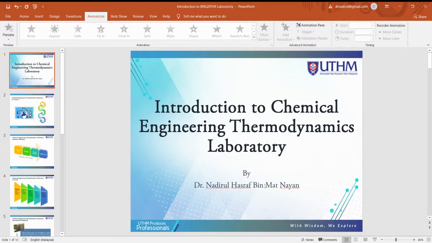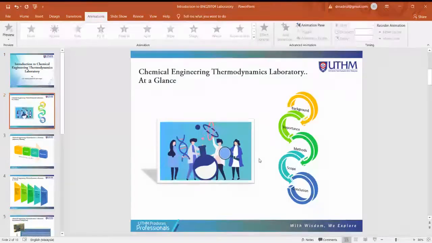So as you know, this course will be taught in two methods. The first one is theoretical, and another one is via laboratory assessment. Dr. Arif will be teaching you the theoretical part, and I will be teaching you regarding the laboratory. Okay. So basically, this is what the thermodynamic laboratory is all about.